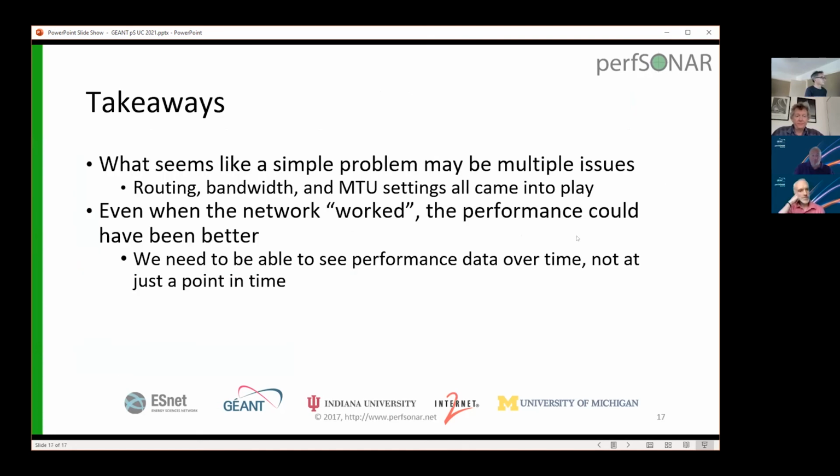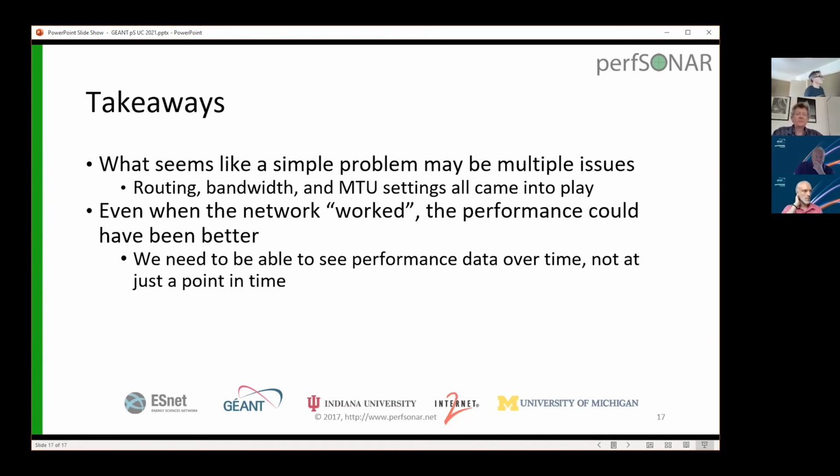So just another couple takeaways from this one. What seems like a simple problem can be multiple problems. In this case, it wasn't just a lack of bandwidth. It wasn't just a bad patch cable or a dirty fiber. It turns out that there was a routing issue, that there was congestion. It was a bandwidth issue that was not confined to the building. It was actually campus-wide, and we had MTU settings on different pieces of gear that didn't agree with each other. So it wasn't one simple problem, it was a multitude of problems.